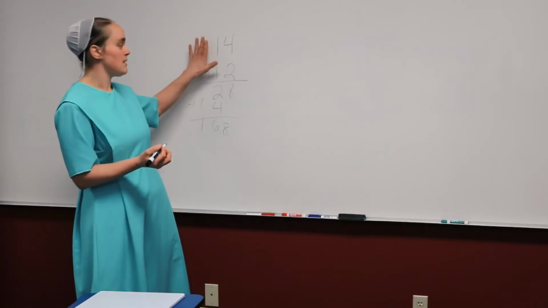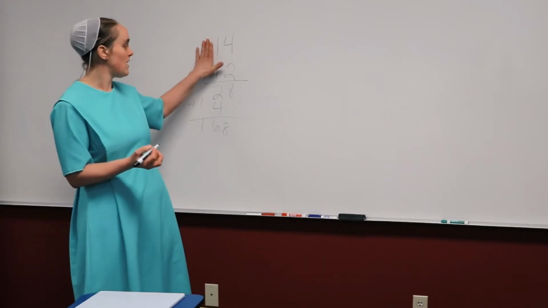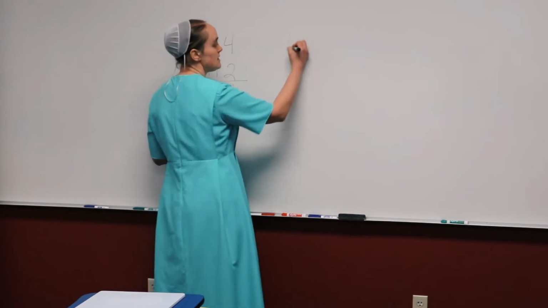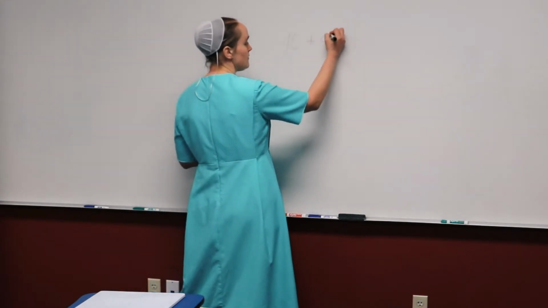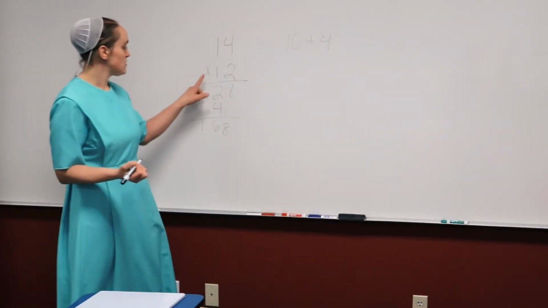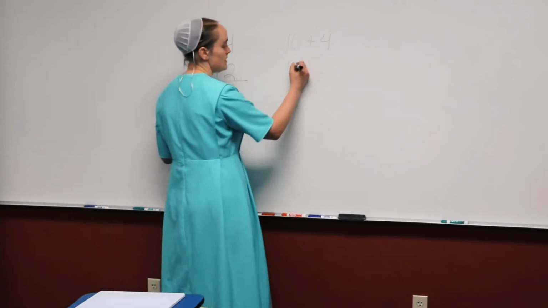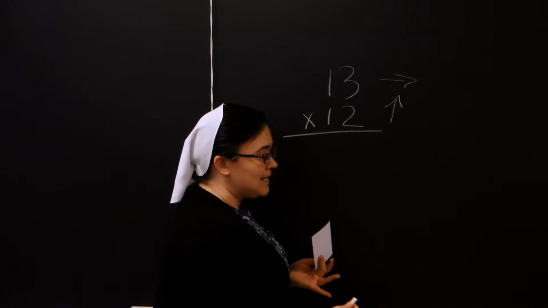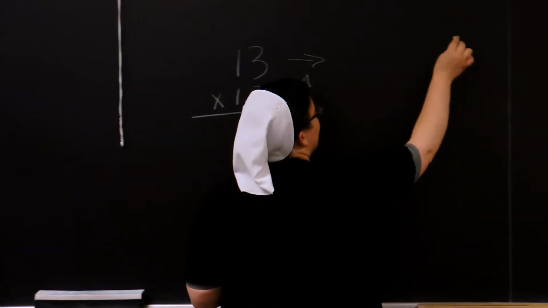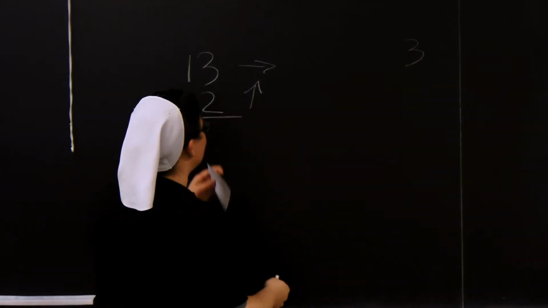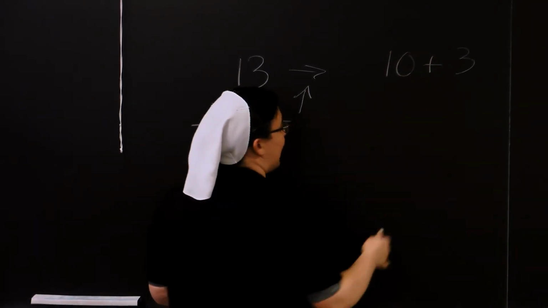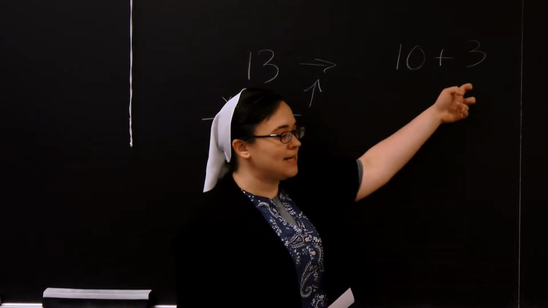I have my student break this down into its place value. So they know that 14 is 10 plus 4. And they know that 12 is 10 plus 2. So to write 13, there are 3 ones in 13. So we write a 3, and there's 1 ten. So we write a 10. You put a plus sign in between because 10 plus 3 is 13.